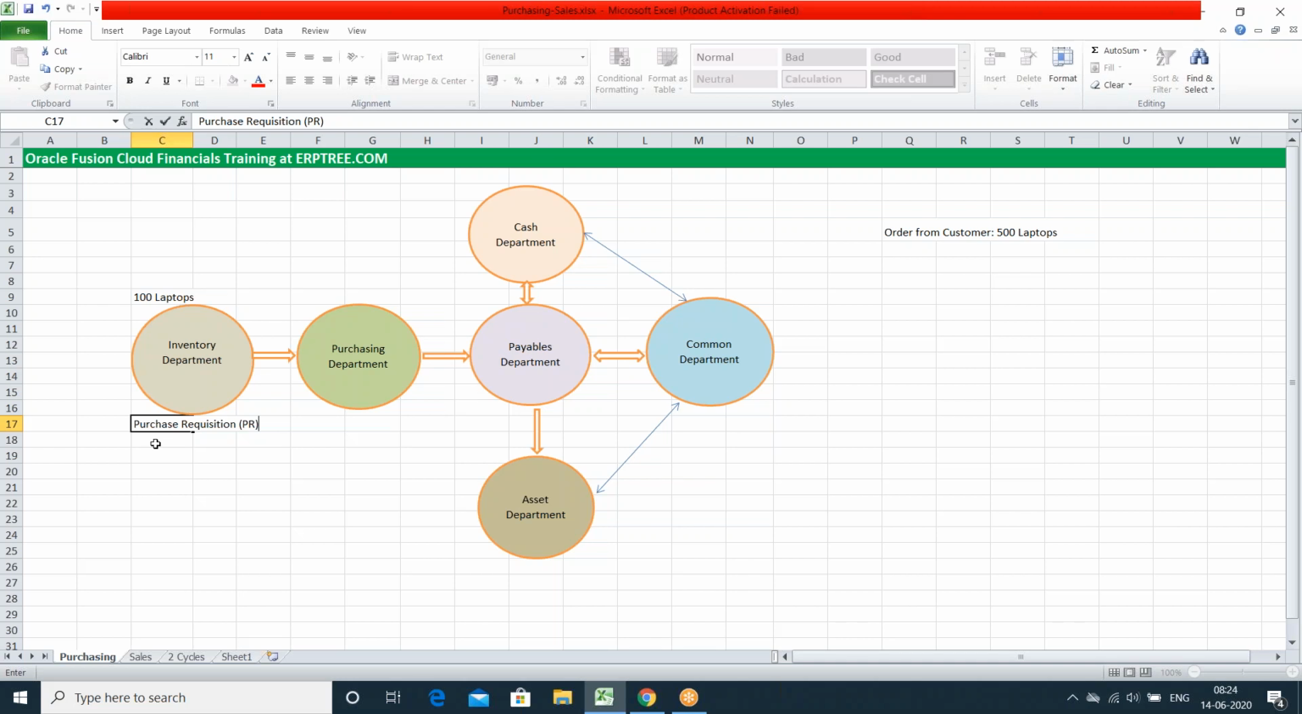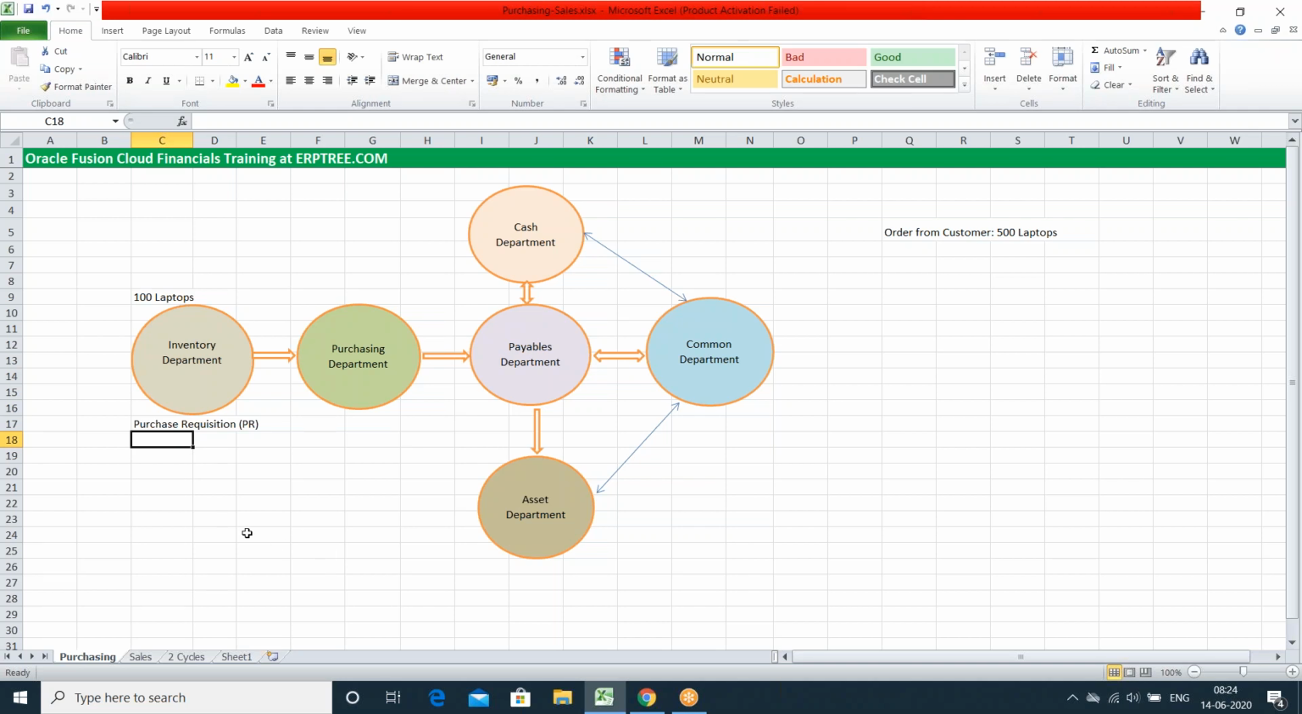If required, they can also include the supplier from which they want to buy the 400 laptops. But in the purchase requisition, it is not mandatory to specify the supplier. Depending on the situation, they can specify that these 400 laptops be bought from a particular supplier. So whenever there is a requirement, the inventory department has to raise the purchase requisition.